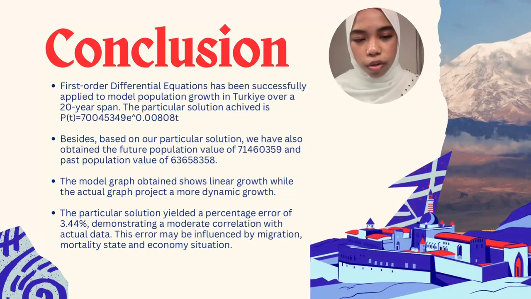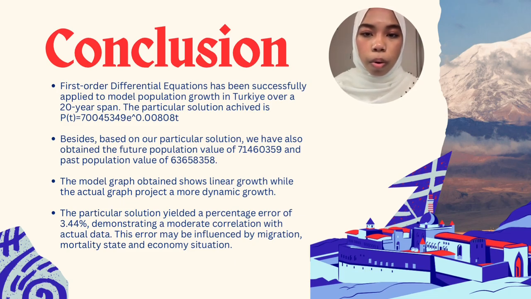In conclusion, from our assignment objective, we have used the first order differential equation to model population growth in Turkey over a 20-year span, from 2006 to 2025. The particular solution is as shown in the slide. Besides, we also obtained the future population value and the past population value, which are 71,460,359 and 63,658,358 respectively. These values were obtained using the particular solution that we calculated.